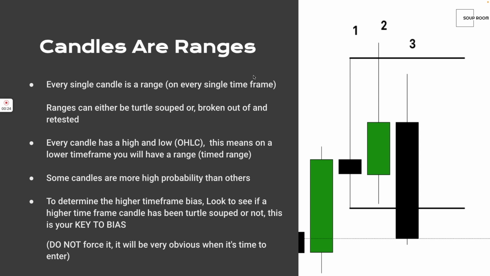Everyone who is coming from my TikTok should recognize this image. Candle 1, candle 2, and candle 3. Every single candle is a range on every single time frame. Time is fractal in nature. Ranges can either be turtle souped or broken out of and retested.